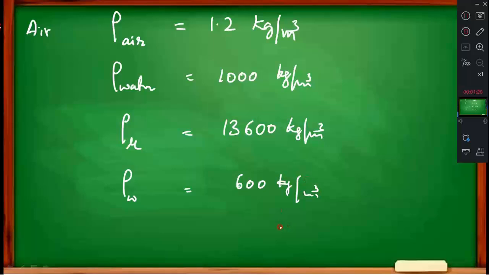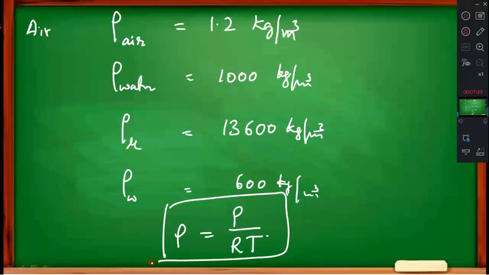Okay, you write one equation for your theory purpose. Rho is equal to P by RT. Very important equation. Okay, what is here? P is pressure, R is, I am not getting that name for that. T is temperature.